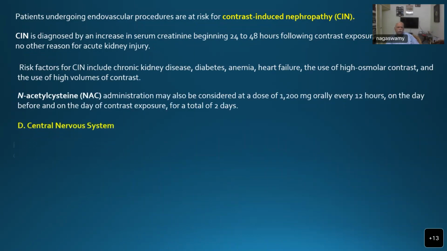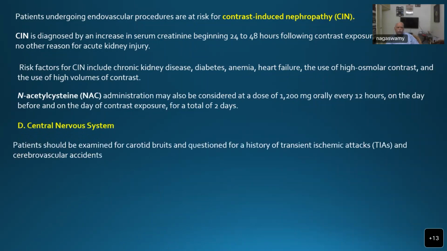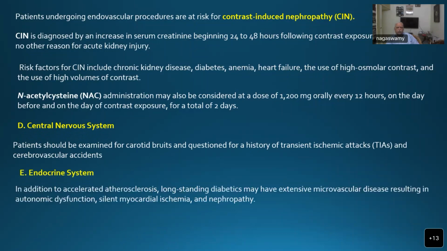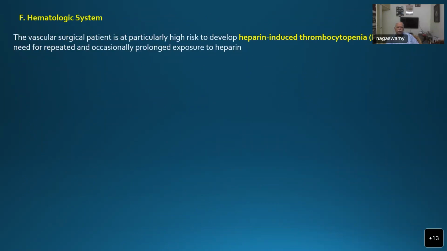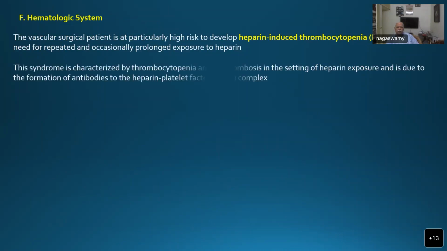Coming to CNS, patients may have carotid bruit and should be questioned for any TIA attacks or earlier cerebrovascular accidents. And endocrine, majority of them have accelerated atherosclerosis, long-standing diabetes, autonomic dysfunction, silent MI, and nephropathy. So all these things have to be evaluated. And hematological system, they may have heparin-induced thrombocytopenia, especially if they are on long-term heparin preoperatively. We have to make sure that they don't suffer from heparin-induced thrombocytopenia.